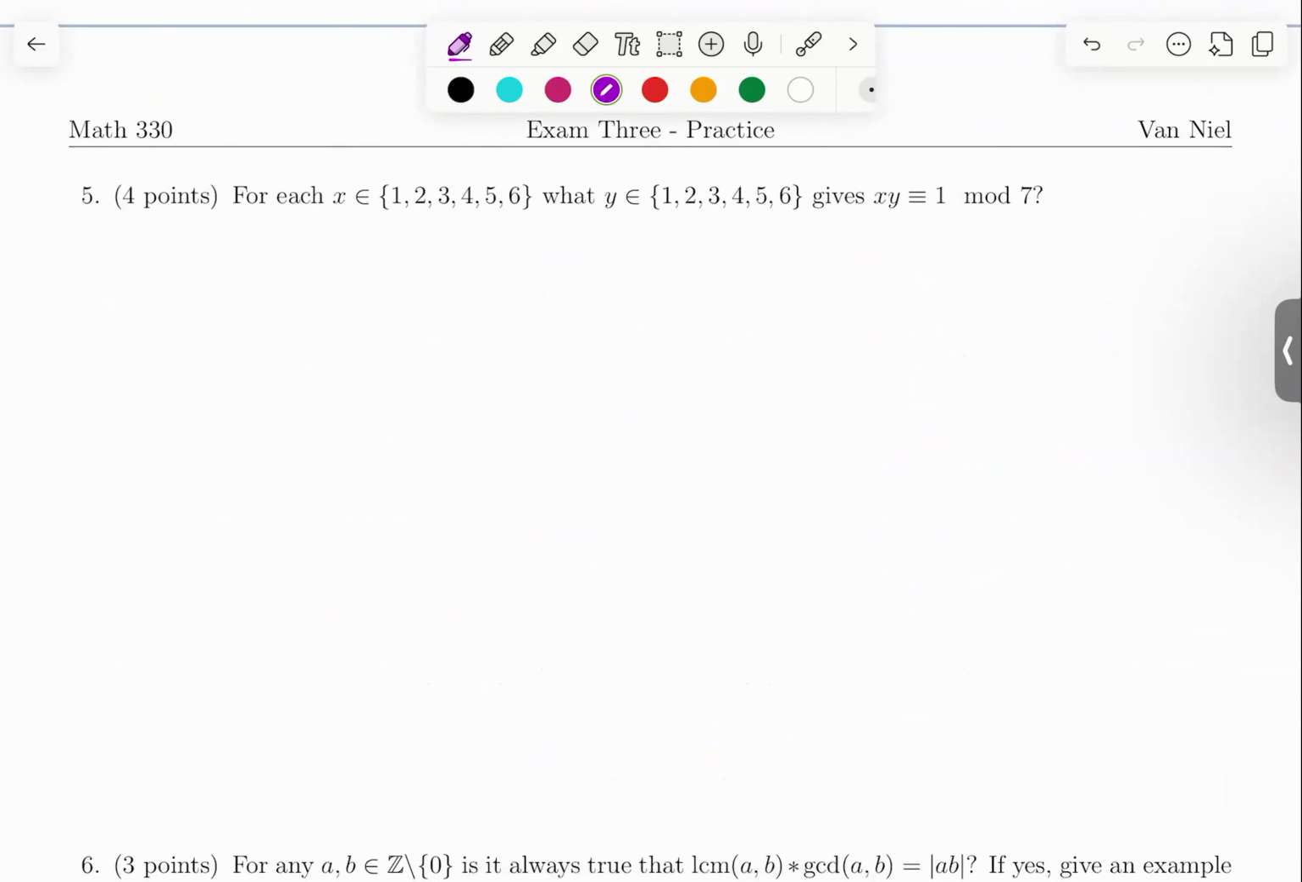So for each x there, what y gives x times y is equivalent to 1 mod 7? So for 1, when x equals 1, well, we just need 1 times 1 equals 1. So y equals 1. Okay.